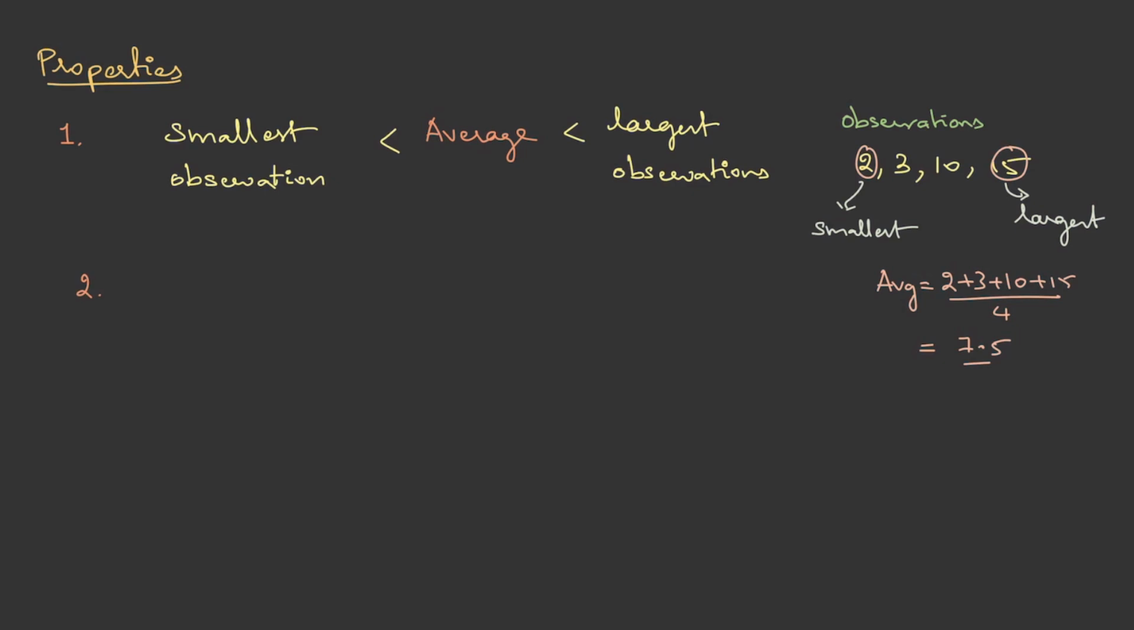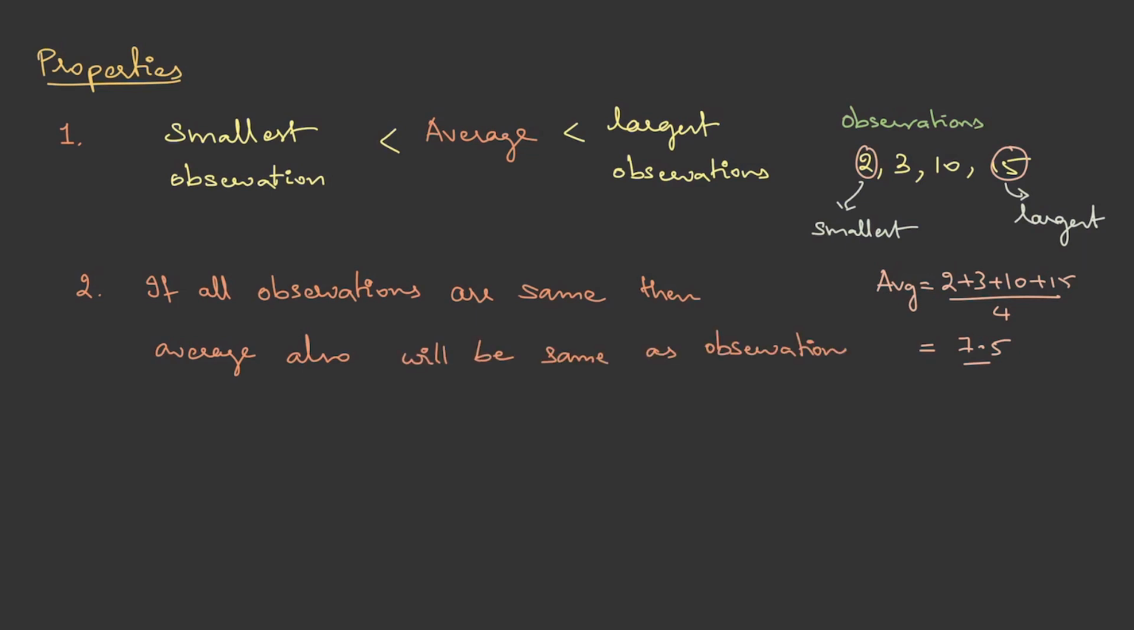Now the second property is if all observations are the same, then the average also will be the same as the observation. Like for example, if I take observations as 6, 6, 6 and 6, the average is 6 plus 6 plus 6 plus 6 by 4 because there are 4 observations. This is 6. Okay, let's proceed.